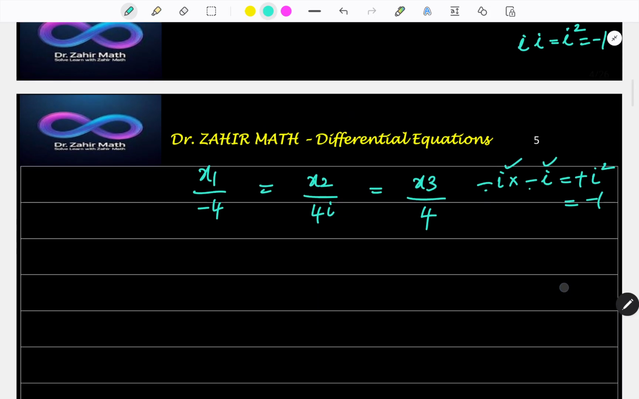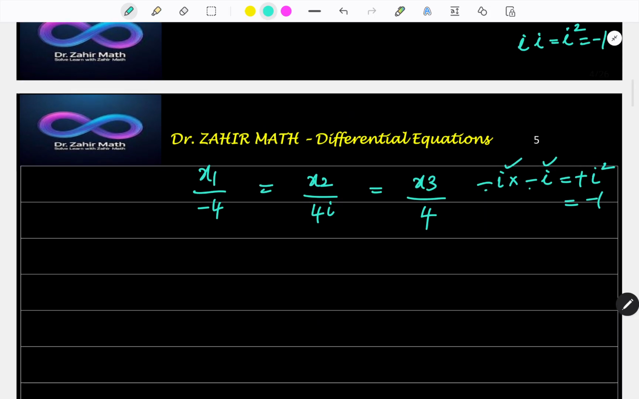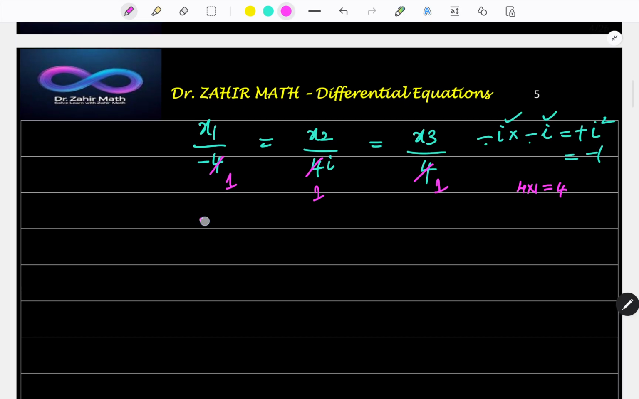Okay. Is there a common term here to cancel? Yes. What is the common term? Come on, tell me, Dr. Zahir, the common term is what? Which is 1 and which is 1 and which is 1. Which is a 4 is a common term here. Why? 4 ones are 4. This is a common term, right? So finally we are getting x1 divided by minus 1, which is equal to x2 divided by plus 1 and x3 divided by plus 1.